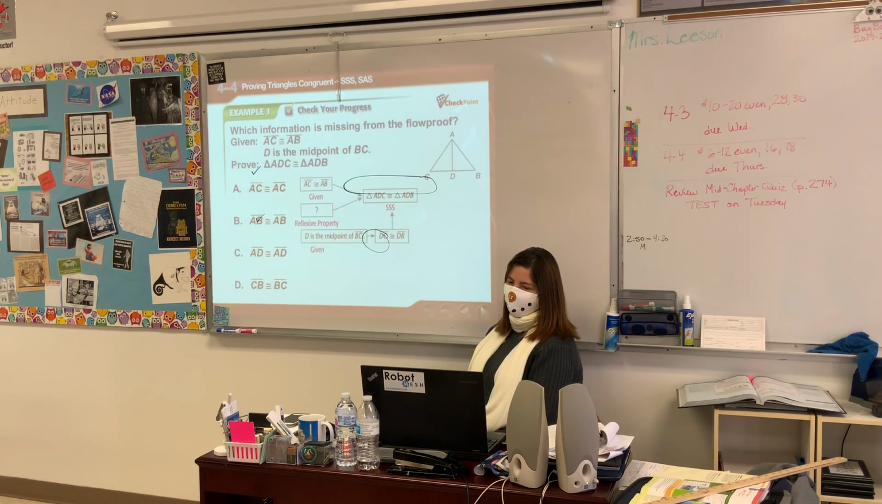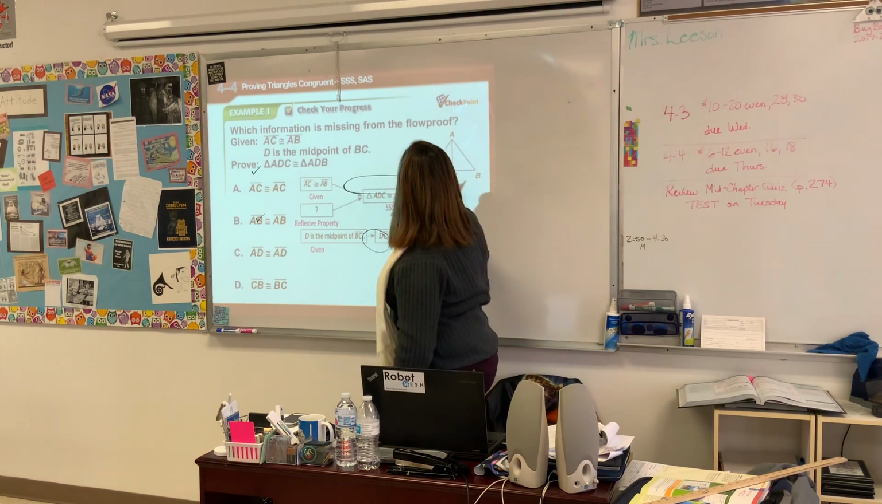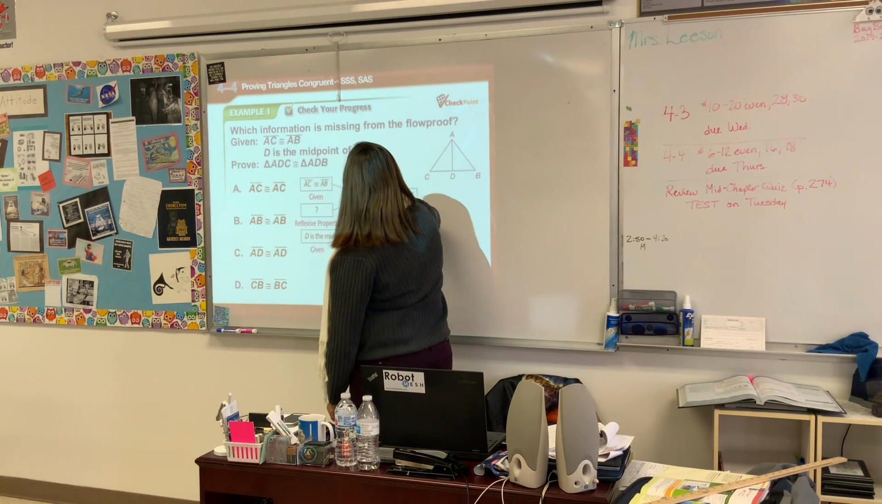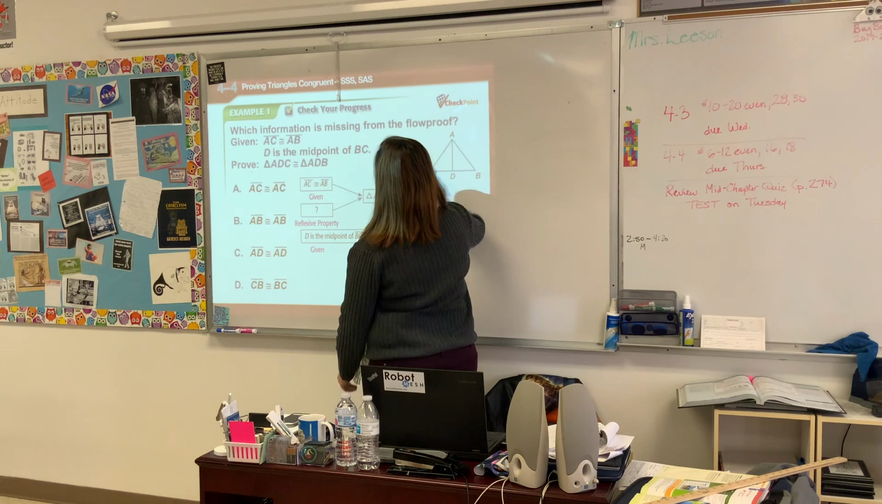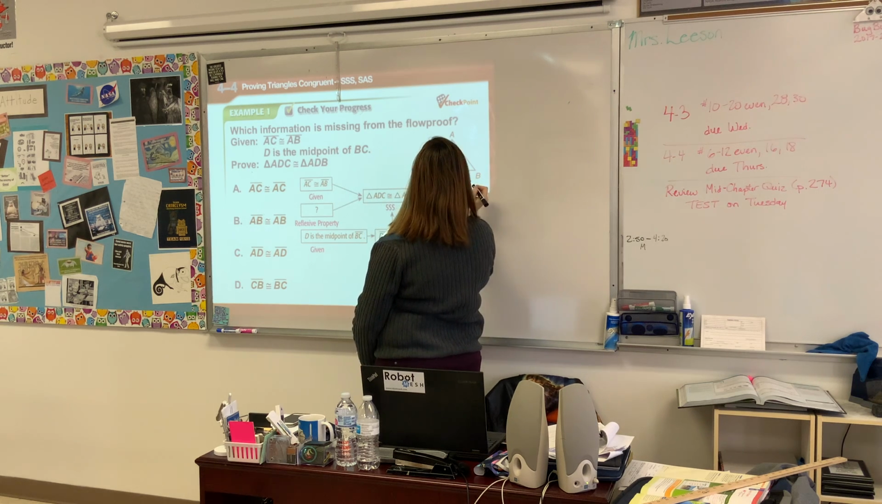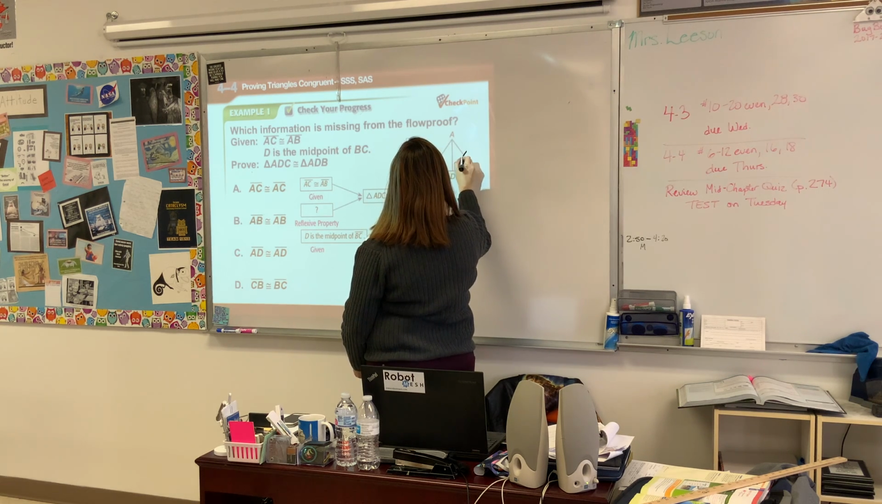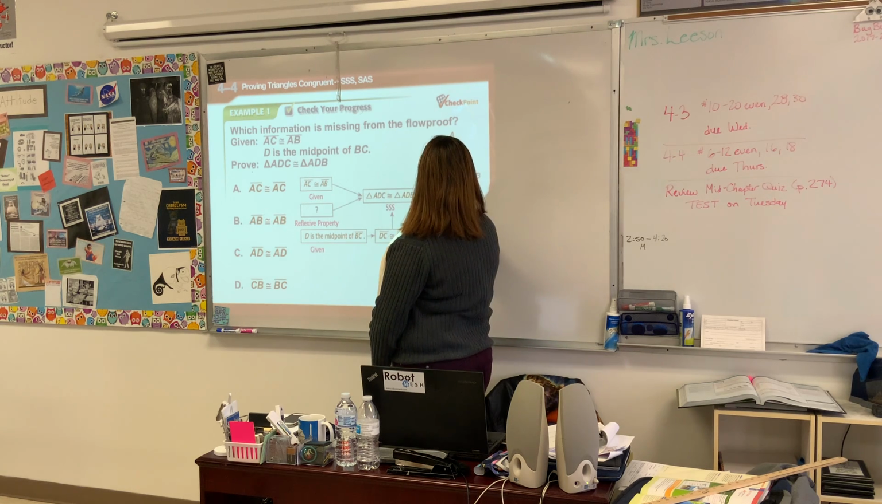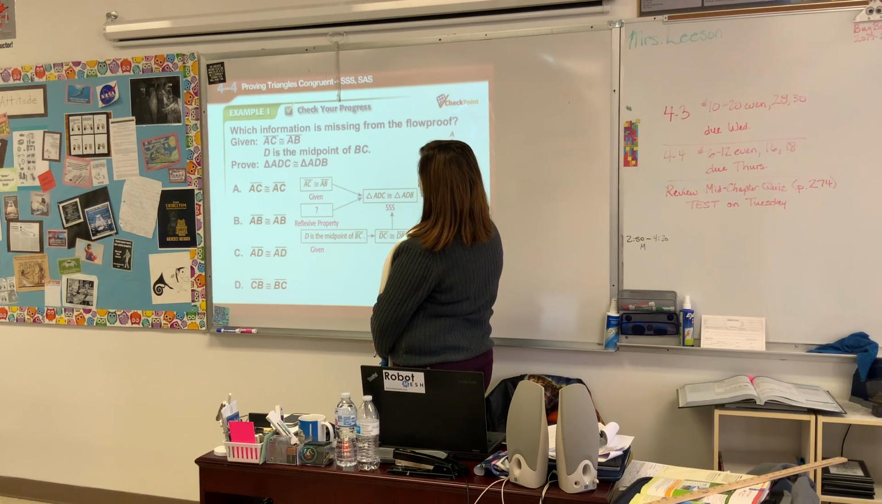Okay, so what information is missing from this flow proof? We're given that AC is congruent to AB. So that's this side is congruent to this side. We know that D is a midpoint. We need to prove that ADC and ADB are congruent.